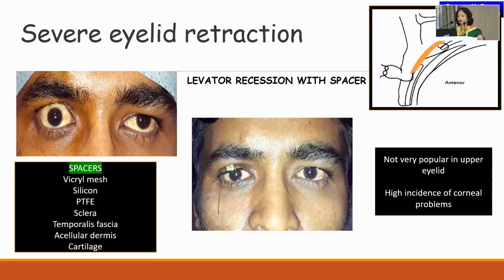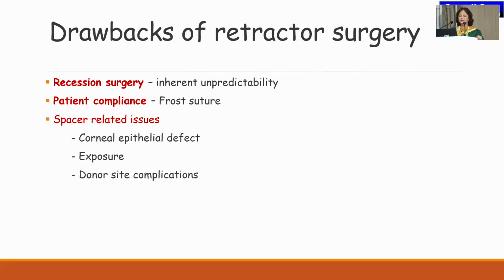Then this I have not tried. This is theoretical: levator recession with spacer. Vicryl mesh, silicone, sclera, temporalis fascia, all these things can be used. Drawbacks of this surgery are inherent unpredictability, the Frost suture for 6 weeks, as I said, and spacer-related issues may be there.